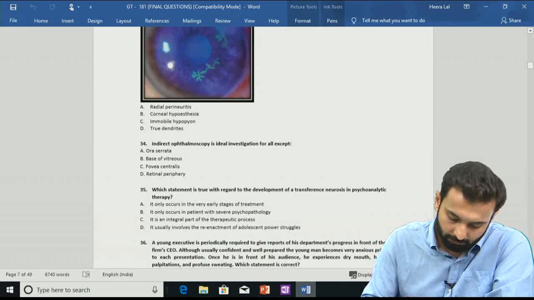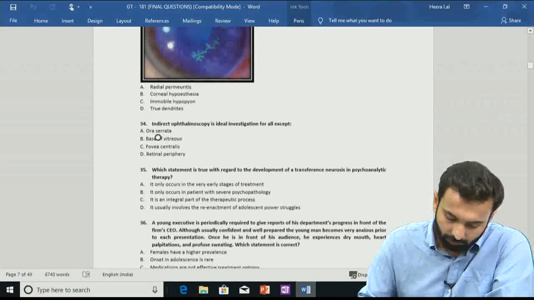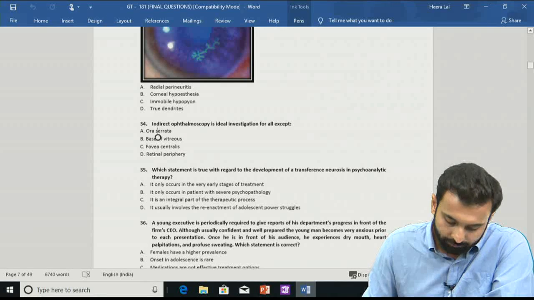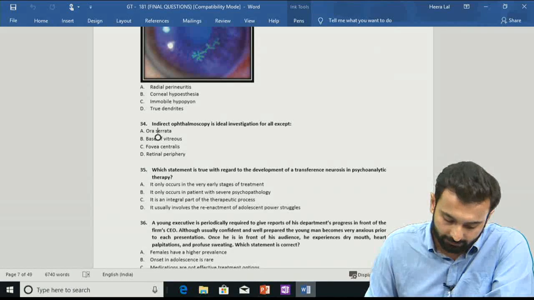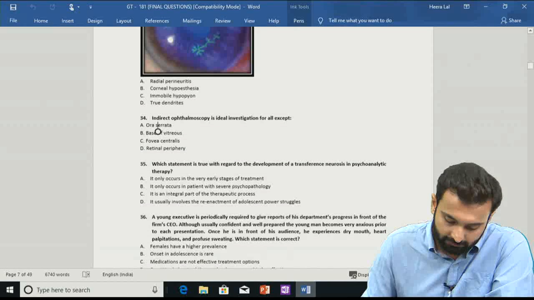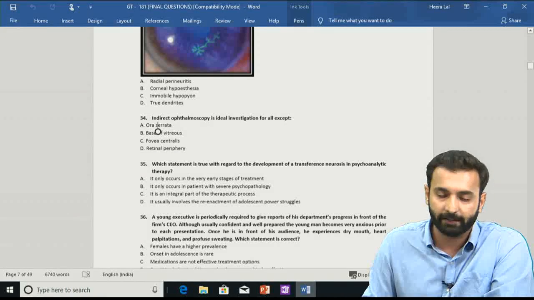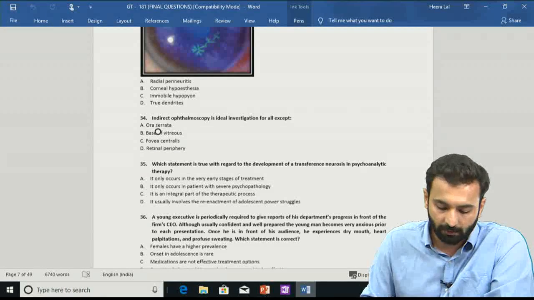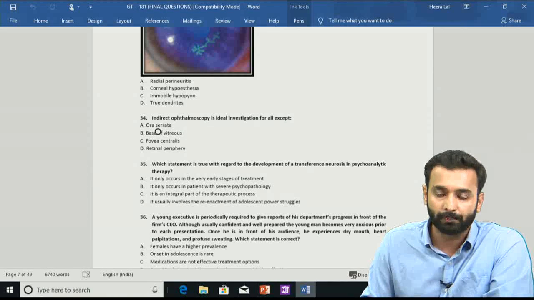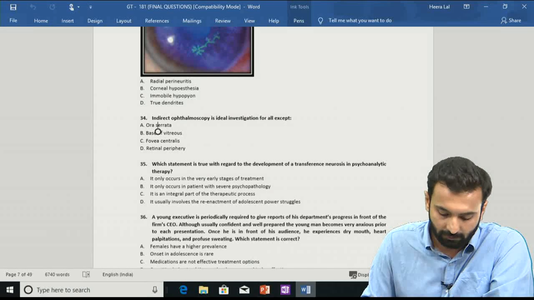Now coming to question number 34. Question number 34 is, indirect ophthalmoscopy is ideal investigation for all except. Option A is ora serrata. Yes, it is correct. Base of vitreous, yes, this is also correct. Option C they have given is fovea centralis. So the correct answer is option C. Indirect ophthalmoscopy is not the ideal investigation for fovea centralis, right?